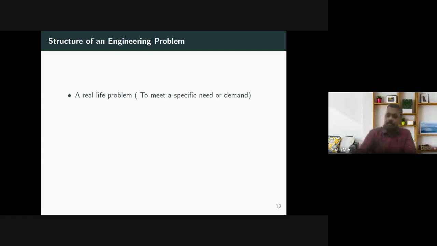Let's see the structure of an engineering problem. We have a real life problem to meet a specific need or demand. Once you realize there is a problem to be addressed, you do a study, a survey, then search for parameters. What do these parameters mean? We have used many parameters in your mathematics classes.